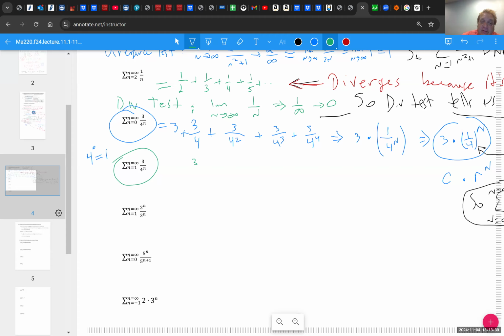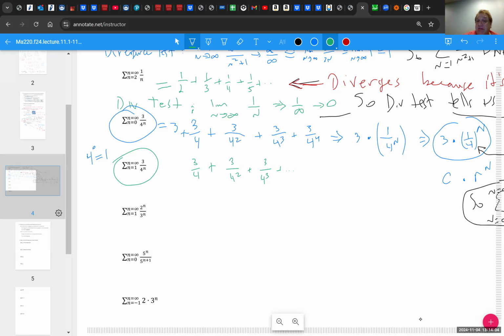I have 3/4 because the first value I can plug in is n equals 1. So I get 3 over 4 to the 1 power. And then I get 3 over 4 to the second power, etc. So this is my sum. This is my series. It's the same as the previous one, except that it's missing that n equals 0 term. In other words, it's missing the 3, which was the result when I plugged in n equals 0.